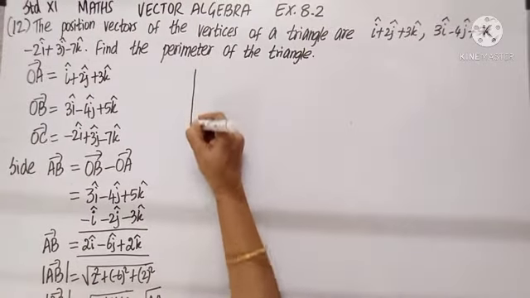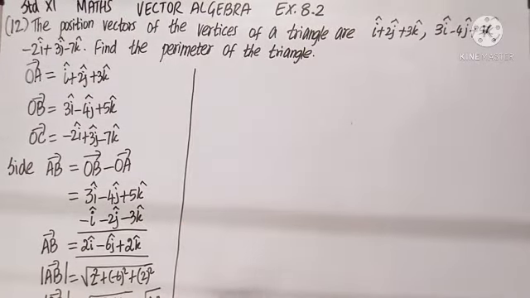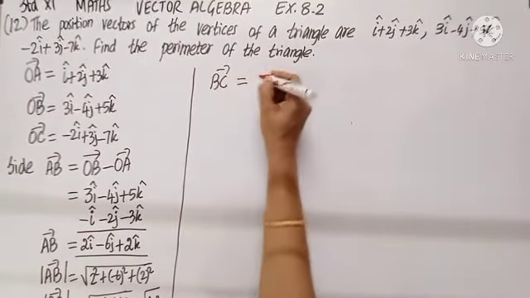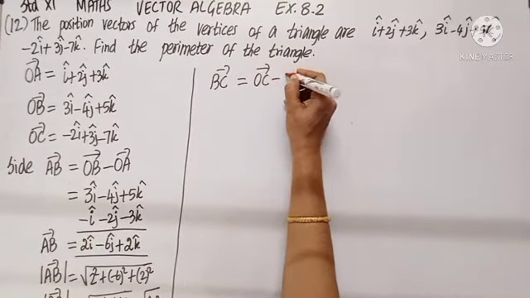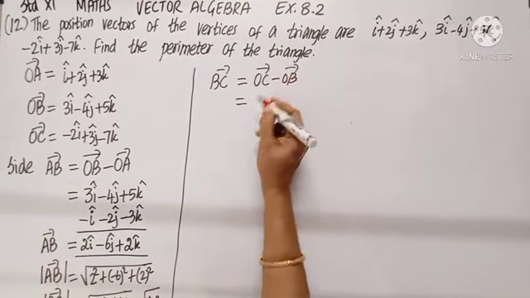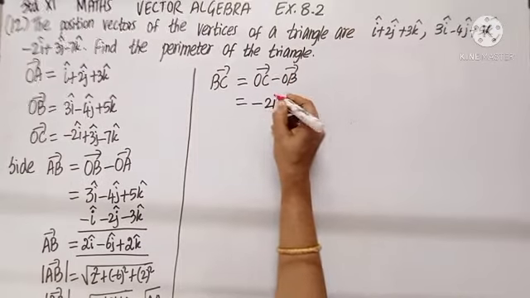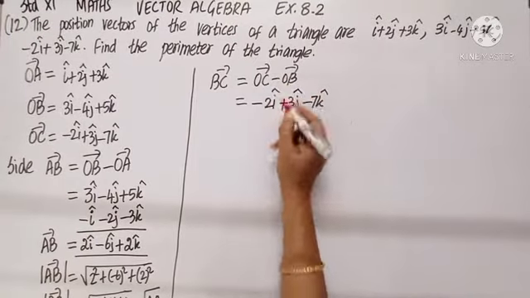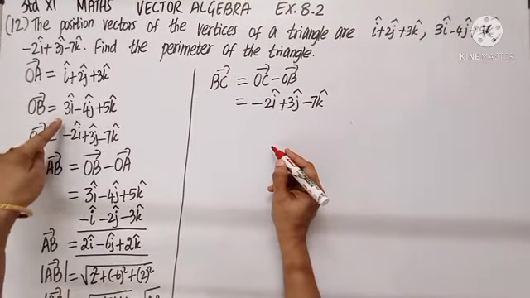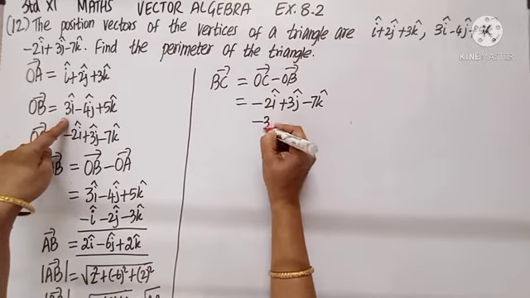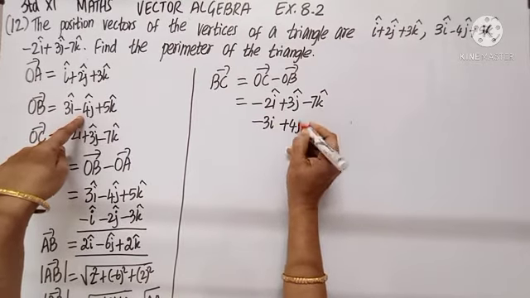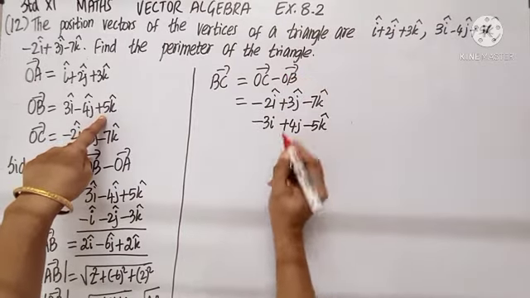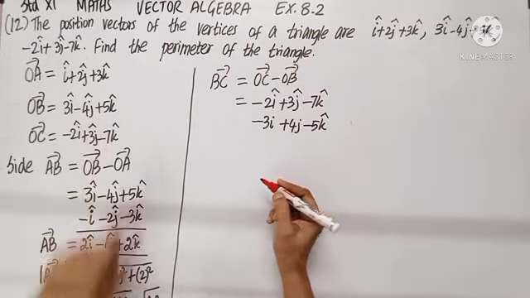The same pattern, we proceed on to the next side, that is BC. How to write BC? It is OC vector minus OB vector. What is OC from here? Minus 2i plus 3j minus 7k. Minus OB. So B vector, let us change the symbol. Minus 3i plus 4j minus 5k. Because I am subtracting, it means change the symbol and add.